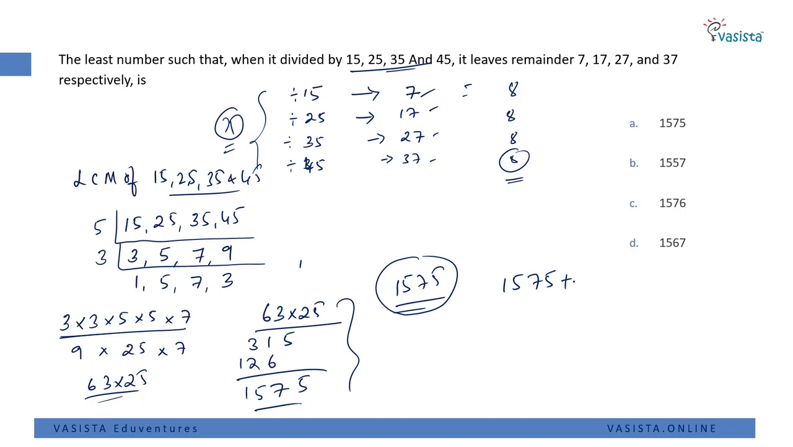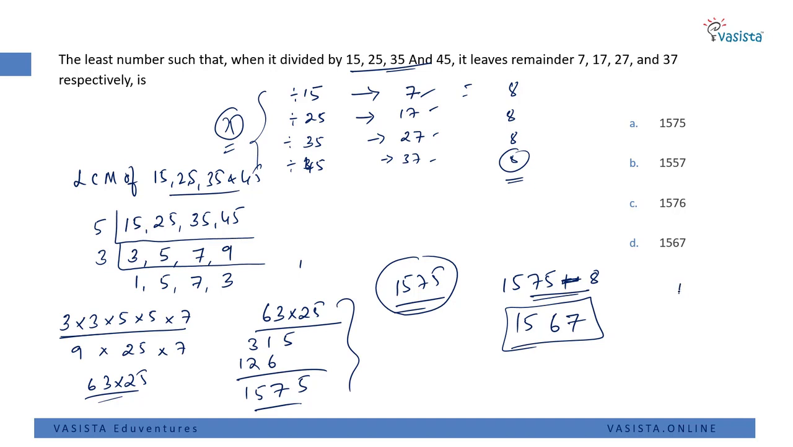1575 minus 8, right? We need to subtract here, minus 8. So when you subtract this number, you are going to get the answer. So 15 minus 8 is 7, right? Then 6, right? 5 1. So 1567 is the right answer. That is 1567. When you divide by 15, you are going to get the 7 remainder.